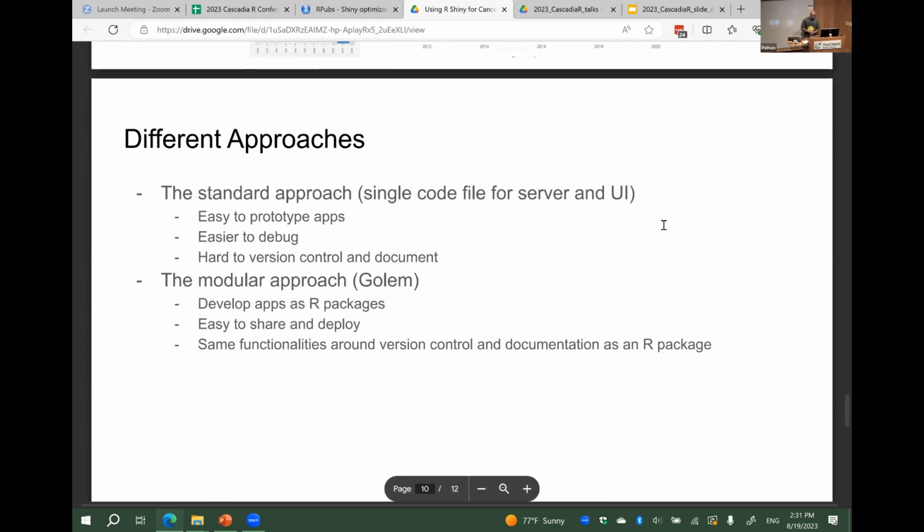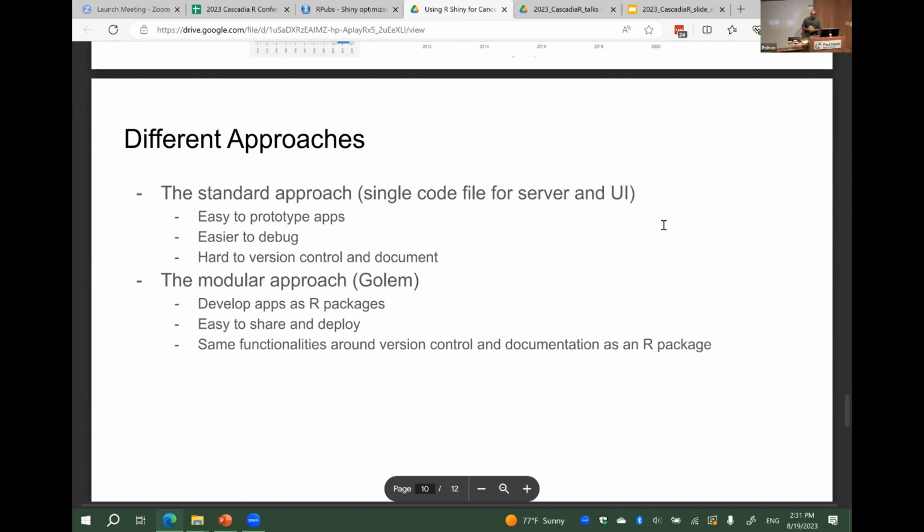And lastly, there are two different approaches to creating Shiny apps. The standard approach is where we keep a single code file for the server and the UI. That approach is really good for quickly prototyping applications. It's very easy to debug because it's one code file; you can just go through it and see where you're getting an error. The downside, though, is that it's hard to version control, and it's a little bit harder to document.